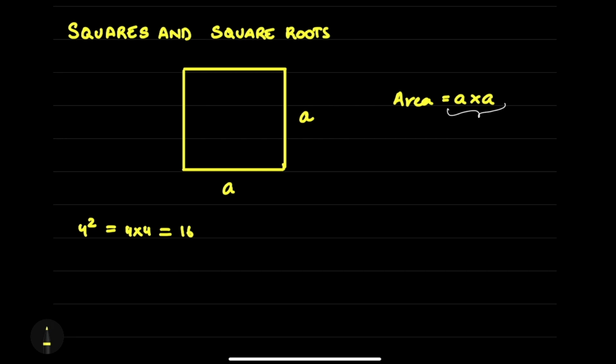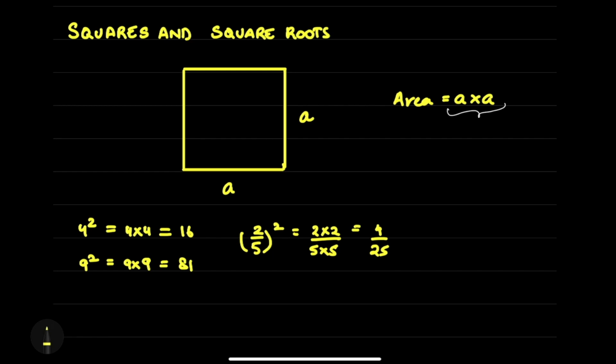Similarly, for 9 square, we have 9 into 9, and that is equal to 81, right? We can also have that for any different kind of rational number. Say 2 by 5. What's the square of it? 2 into 2 divided by 5 into 5. That comes out to be 4 by 25, right?